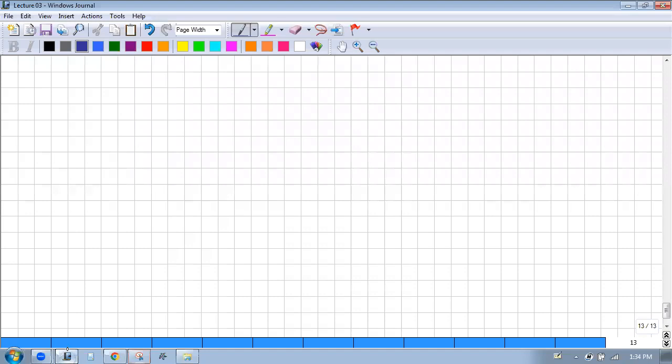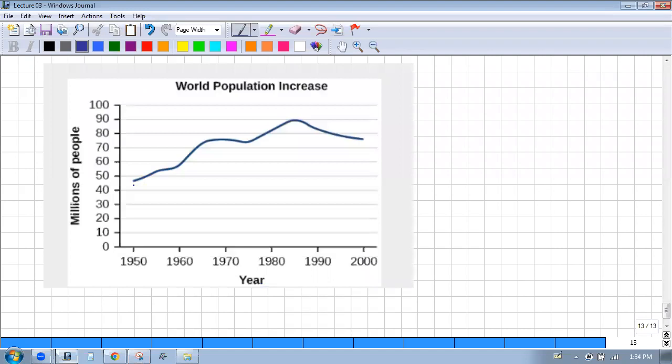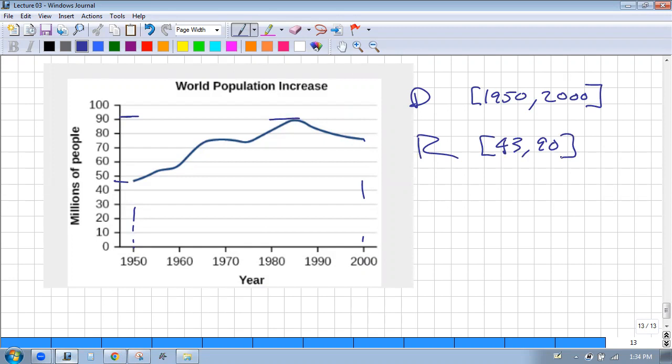All right, so it looks like the domain starts off at 1950. Try that again. 1950, and it goes all the way over to 2000, and we will include the endpoints. The range, let's see, the lowest looks like maybe 43, and then the highest value here looks like 90. So there's your range, right? And this is a continuous line, so it includes every number between these two numbers, not just some numbers, right?